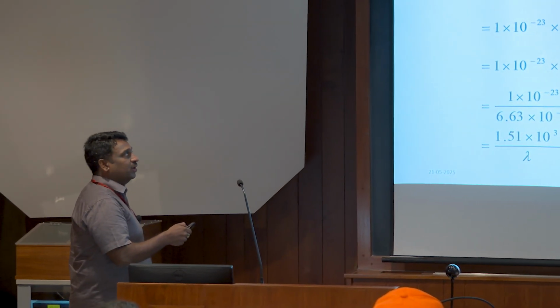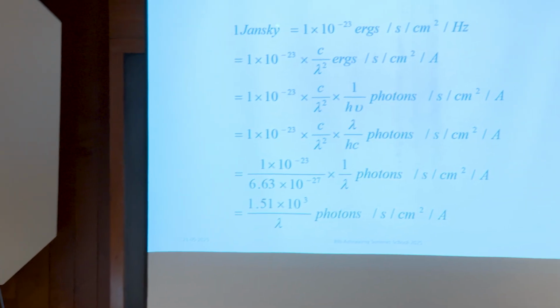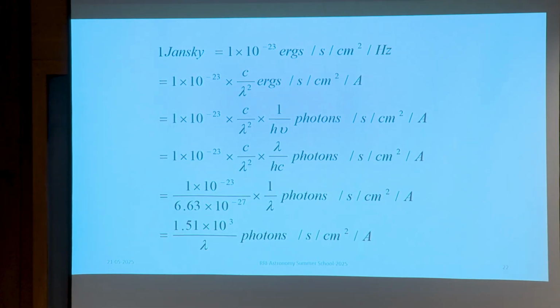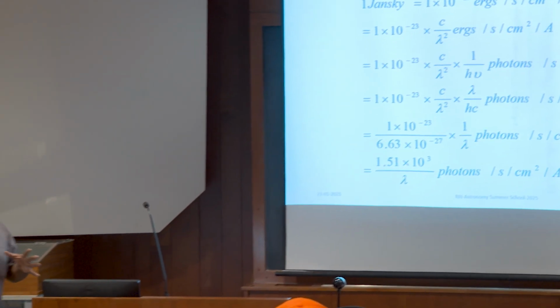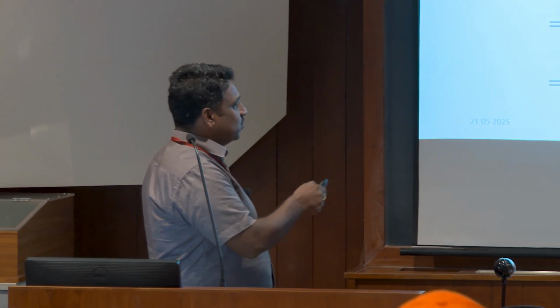Now, heard about 1 Jansky, right? Now I can actually calculate the number of photons that is given out by 1 Jansky. It's very important in instrumentation, basically, because using a CCD you are basically counting the photons that are coming, right? So you can calculate the number of photons that are emitted by a 1 Jansky source at any wavelength.